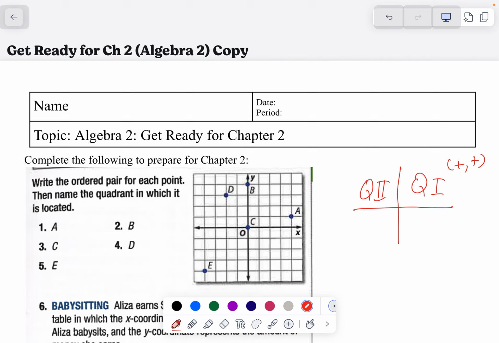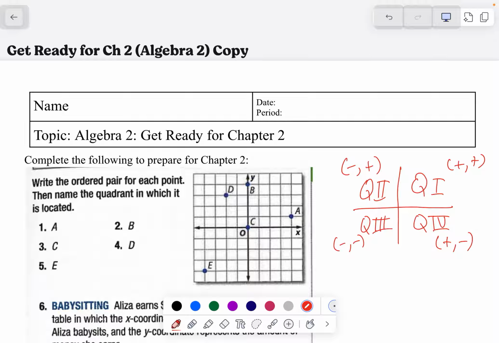Everything over there, the x's are negative, but the y's are positive. And then if we keep going counterclockwise, this is quadrant 3. They usually use Roman numerals, so just 3 slashes with a little bar above it. Everything there would be negative. And then this is quadrant 4. Everything there, the x's are positive, but the y's are negative.